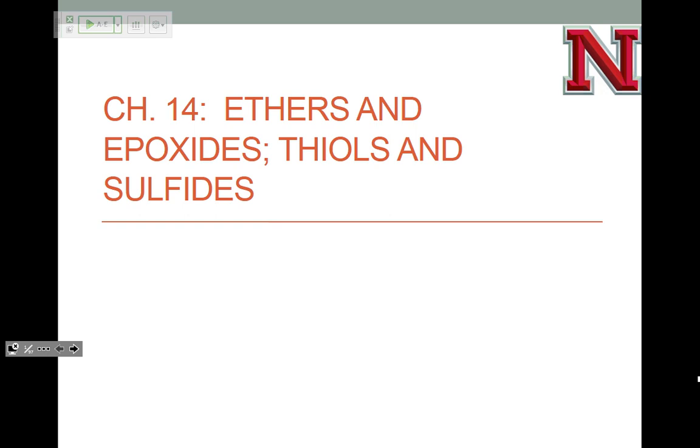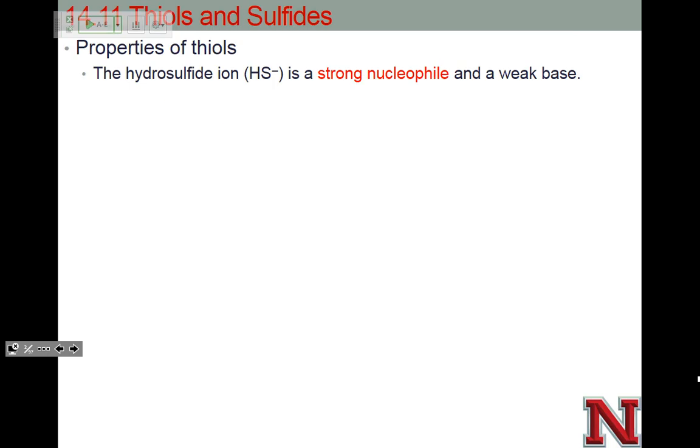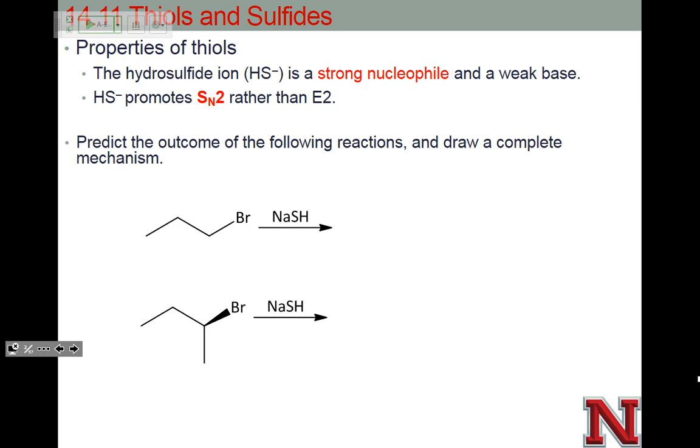So we're going to finish up chapter 14. There's not much, because we won't really talk about thiols and sulfides too much. There's just a little bit I want you to be aware of. So thiols are strong nucleophiles, but remember they're not that great of a base when we have the negative charge on the sulfur. And we'll look at that in a second. Because S negative is not a very good base, this is one of the few times where SN2 is going to be promoted over E2, because it's not a very strong base, but it's a very good nucleophile.